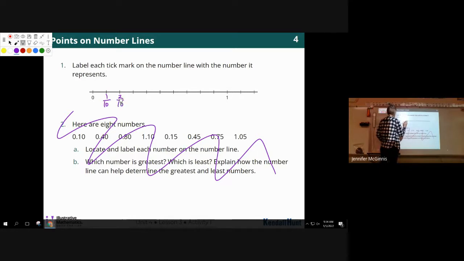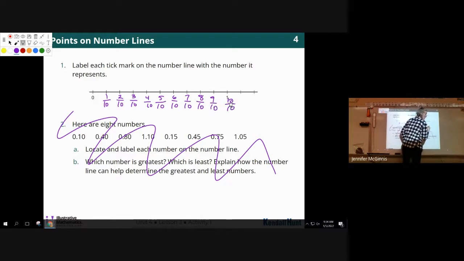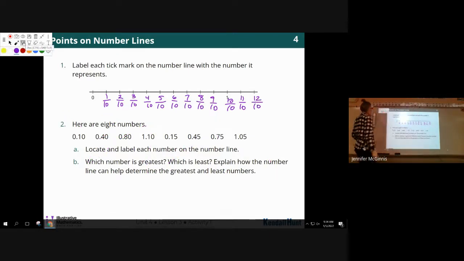2 tenths, 3 tenths, 4 tenths, 5 tenths. Don't leave me behind. 7 tenths, 8 tenths, 9 tenths, 10 tenths. Thank you for trying. And then that's One. Oh, hold on. Wait. I think we're supposed to keep going. 12 tenths. Okay. So we've done what they asked us to do for number 1. Check. Number 2. I'm going to change my color.